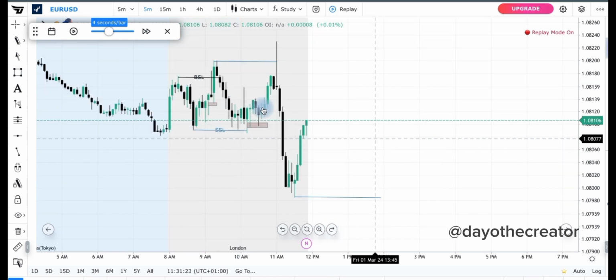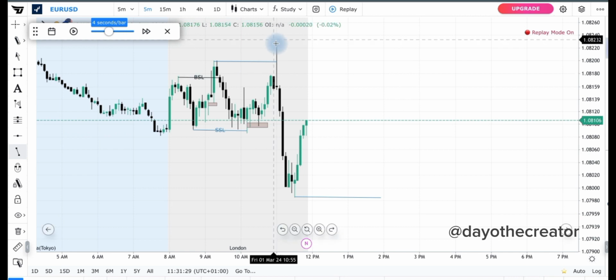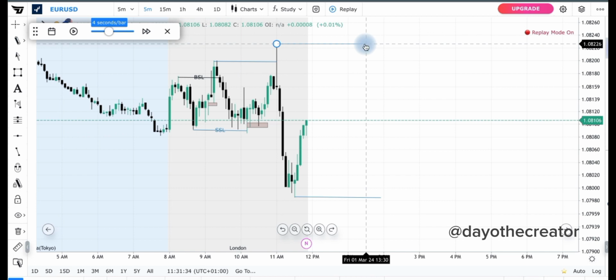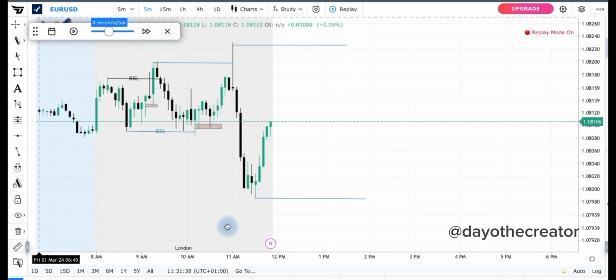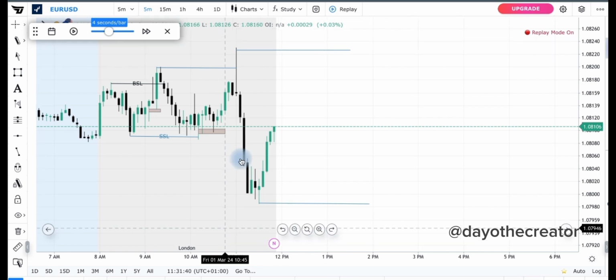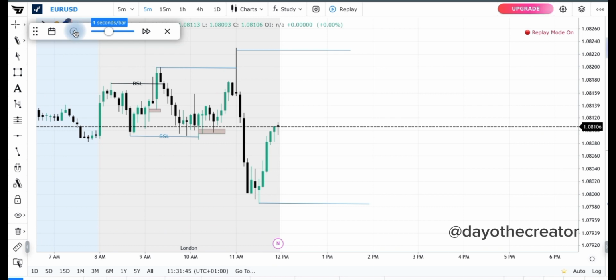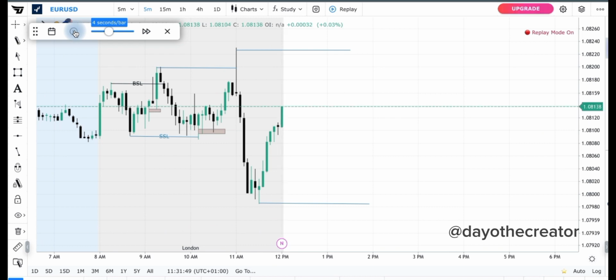And our new buy side liquidity is going to be this. So this is our new buy side liquidity. This is how to get your daily buyers, your daily entry, your daily trades. Just make sure you stay patient and see how the market plays out. We are still at London session, approaching New York session.